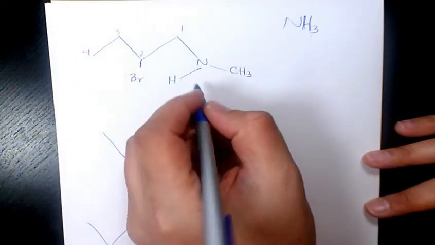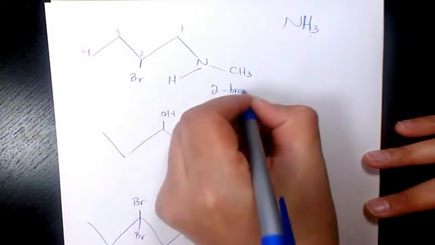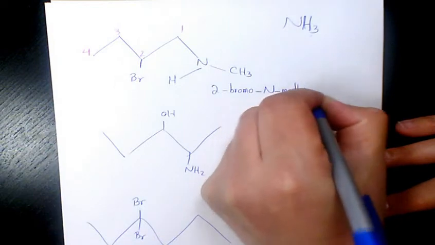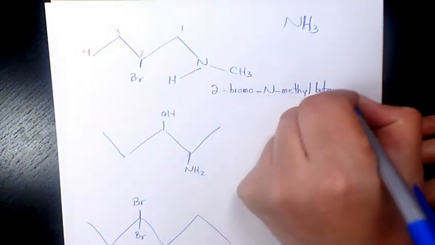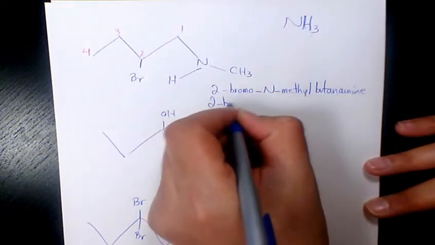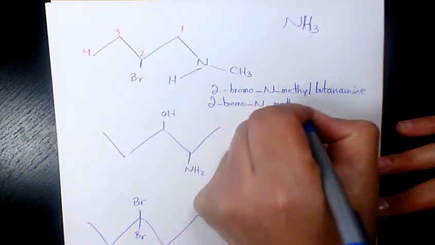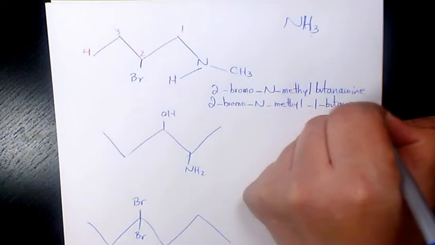So that's why we have 2-bromo, it comes first, N-methyl butanamine. Or you're going to say 2-bromo N-methyl 1-butanamine.